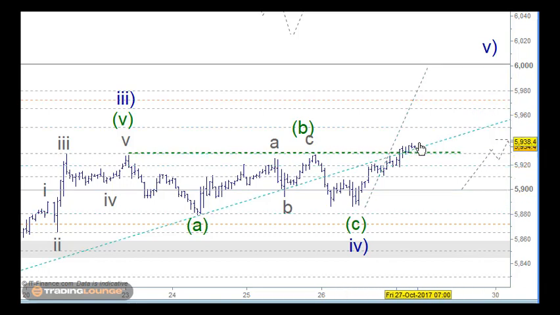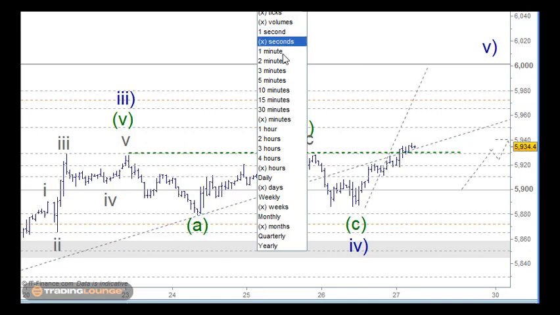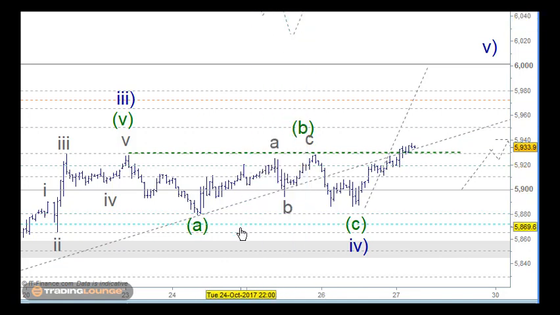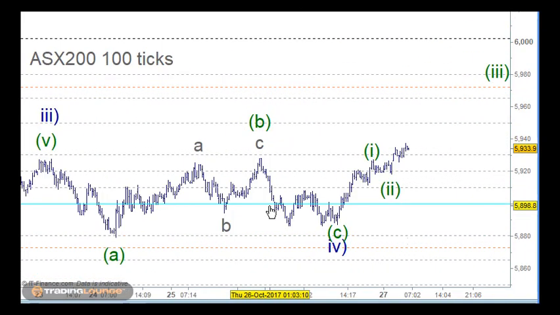This little move up through here, I'm going to just go straight to the 100 ticks, and it's probably better to count this on 20 ticks in here. And in this case, we can see that this one here looks like the low, and in some cases probably this low here. And on the cash market, this is the low here. And on the cash market, this counts quite nicely as wave one up here and wave two back here.